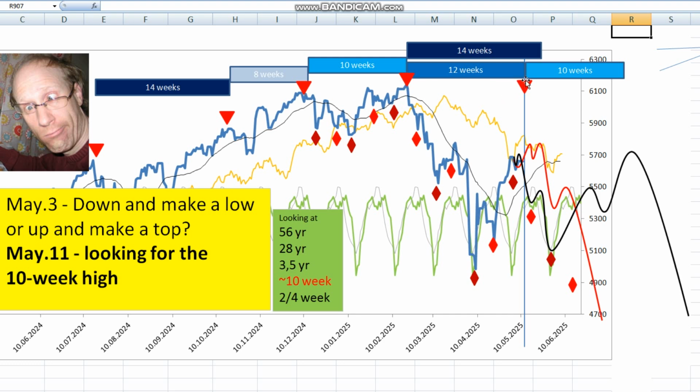And currently, we are 12 weeks from the previous top, and we should now, around this time, turn down to make a 10-week oscillation low. But it's a bit more complicated than that. Currently, my 4-week cycle in green is now turning down to a 2-week oscillation low. And although the cycle does not look very bearish at this point, it certainly can be a bearish downswing.